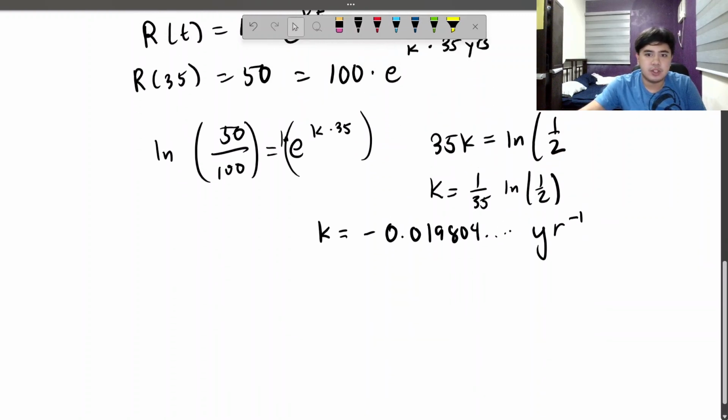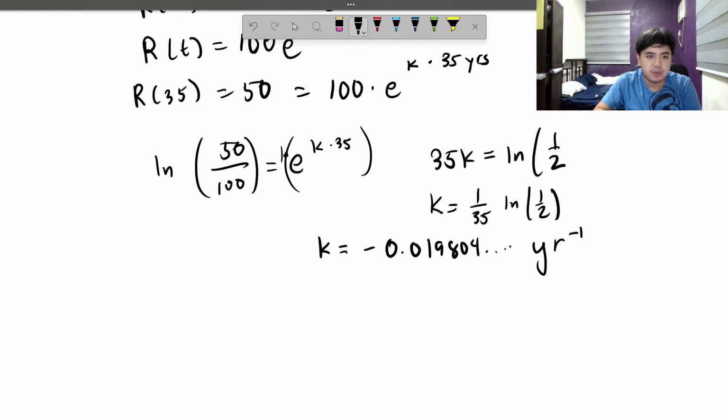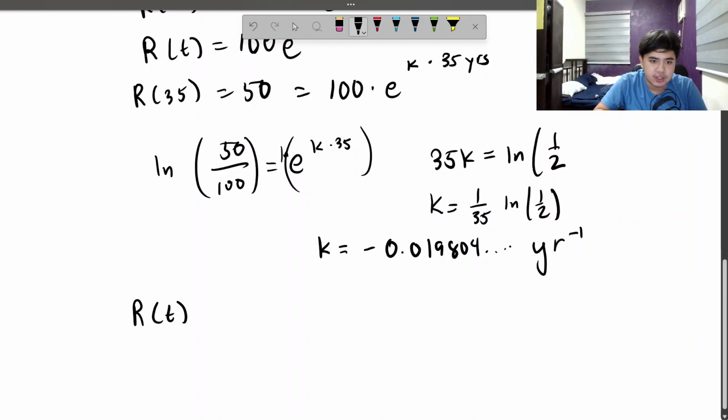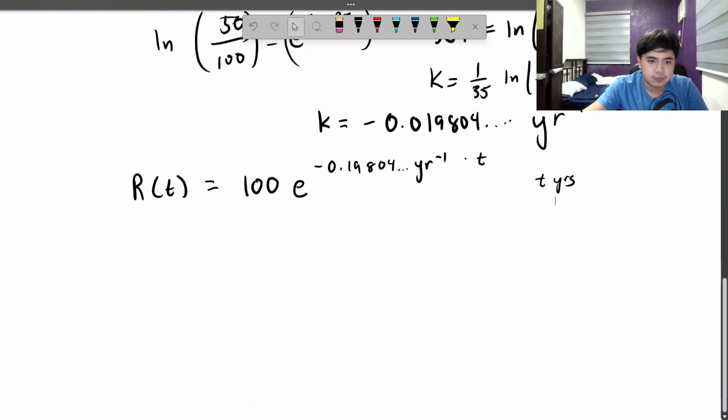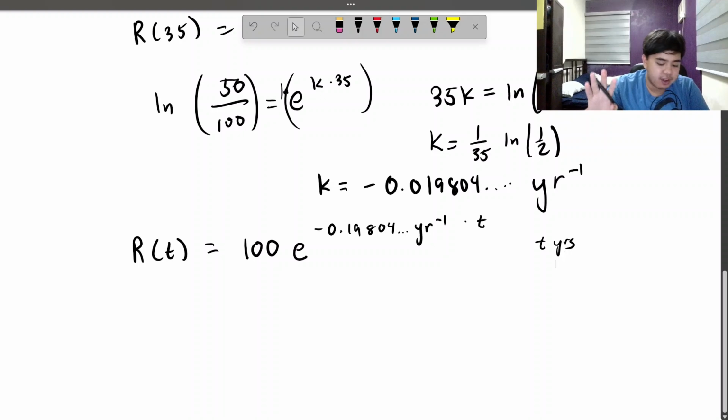So now let's put the complete function R of t. This is then equal to 100, that's the C, e to the negative 0.019804 inverse years times t in years. If t is in years, the years here cancel each other out. That's very good. So now we use this in order to find the amount of material left after 100 years.